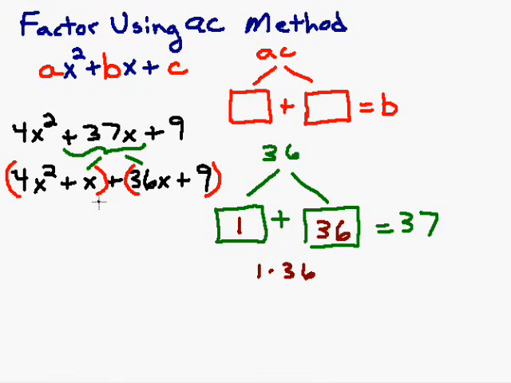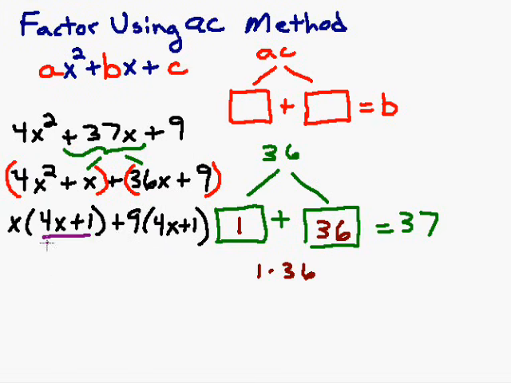So 4x squared plus x, the greatest common factor of those first two terms is x. And when we take that out, we have 4x plus 1. And you could distribute this x to double check that. Plus, the greatest common factor of 36x and 9 would be 9. And then we'd have 4x plus 1. And luckily, we know we did this right because what's left in these parentheses is the same. And that should always happen when you're doing factor by grouping.